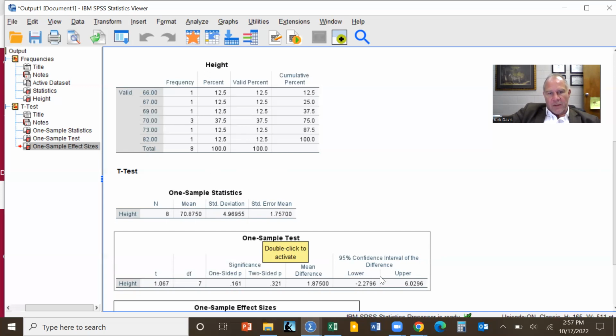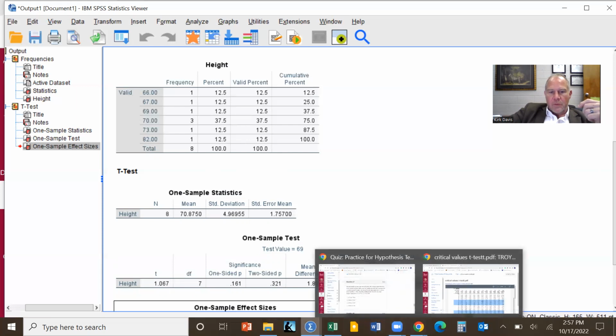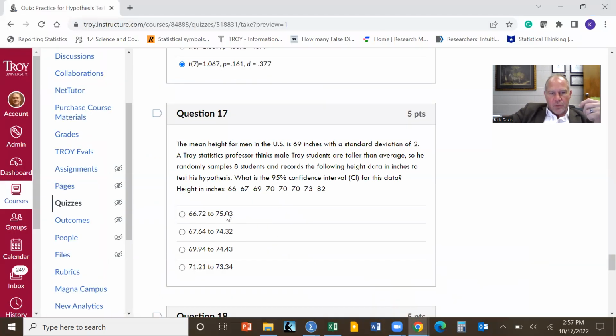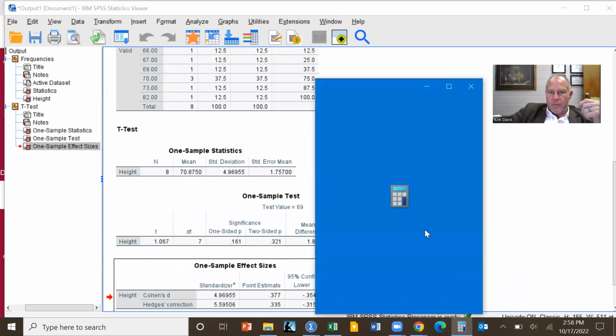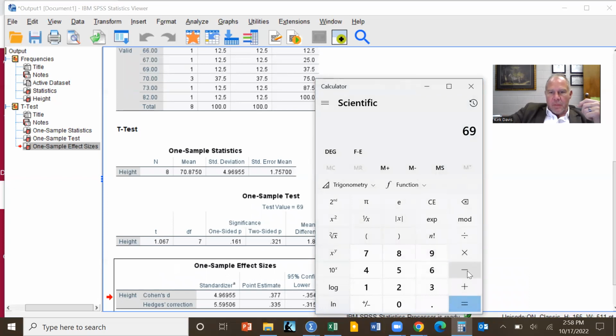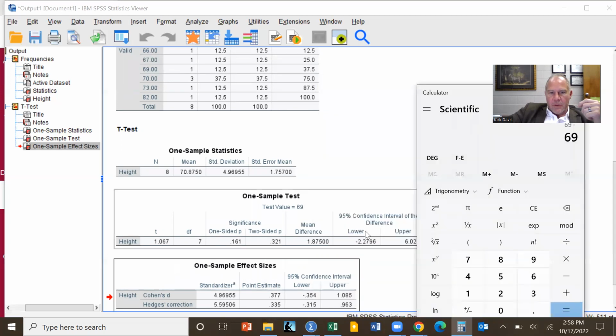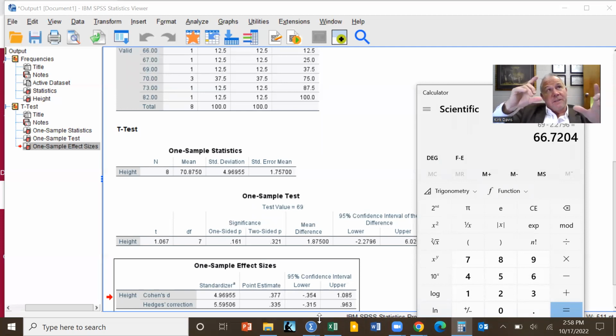And as we can see, when we compute that, it includes 69. So we are going to take 69 plus 6, which would give us 75.02. So we go back and we see, yep, 75.03 right here. And if I subtracted that value, I would get 66.72. So if I take 69 minus 2.2796, I get 66.72. So that gives me a range of scores where I'm technically, doesn't mean I'm 95% confident.